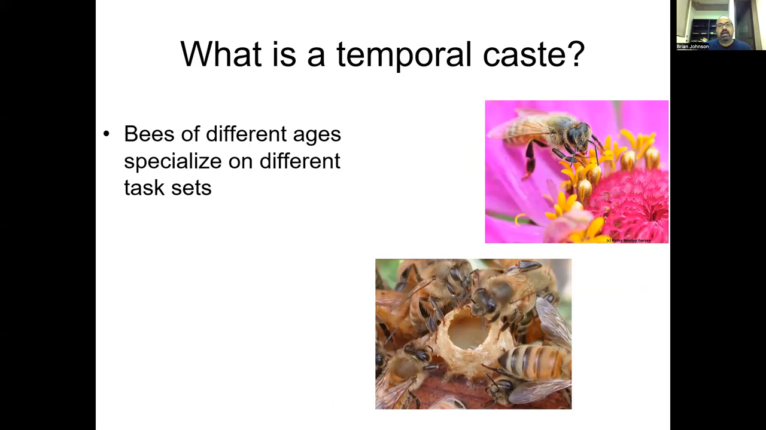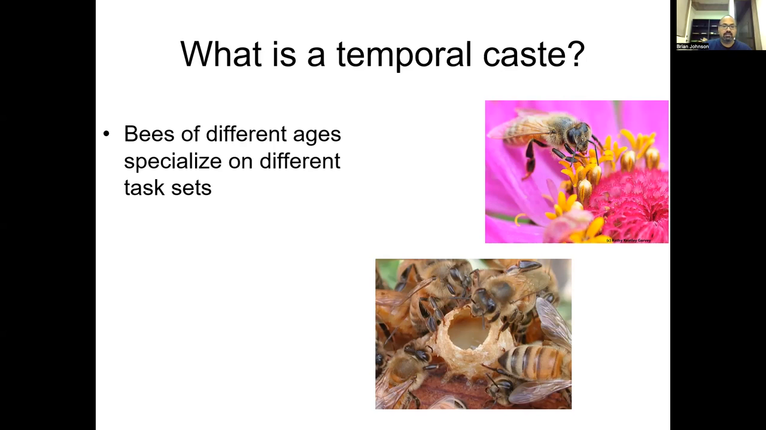So a temporal caste refers to bees that are specialized on a task set. So they have a task repertoire, which is to say they don't have a single task that they do. They do a number of things. And all the different things that the colony does are broken up into these four different repertoires.